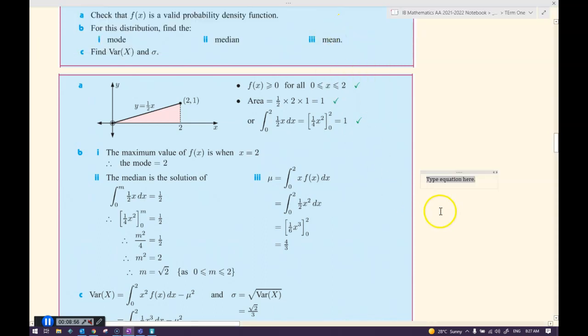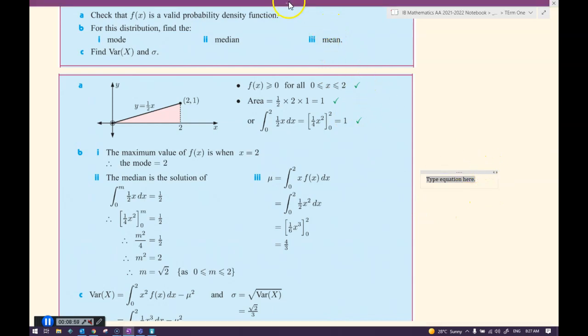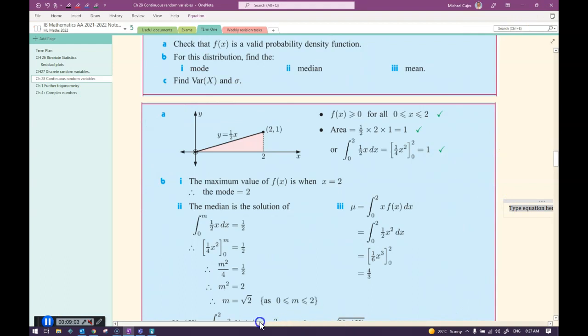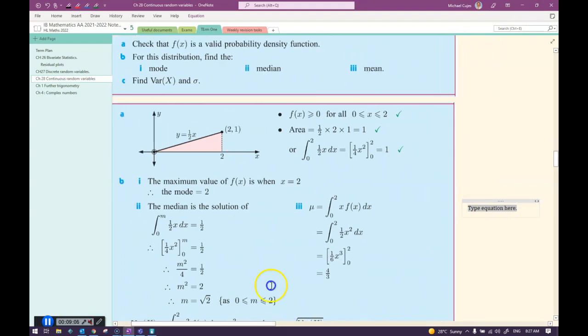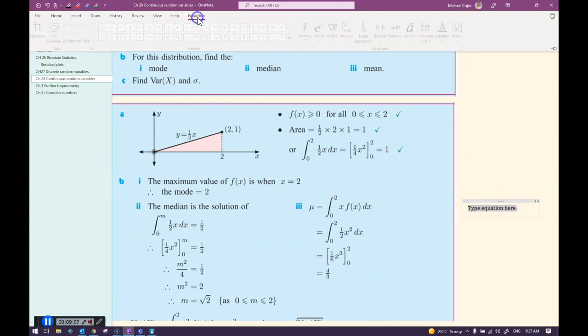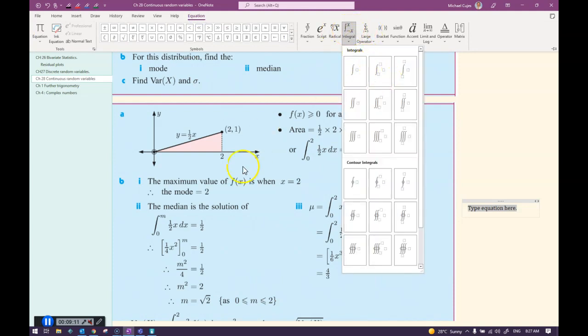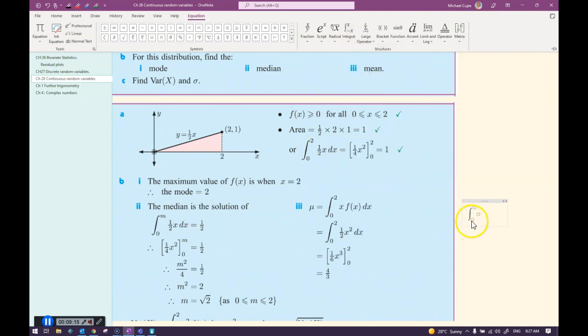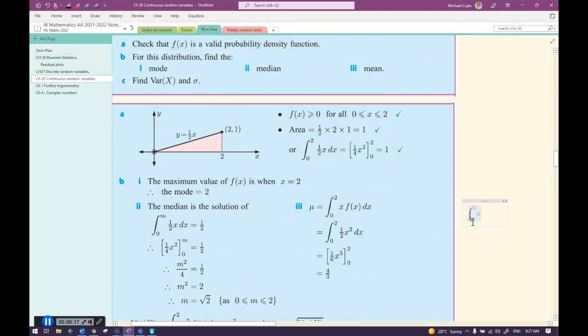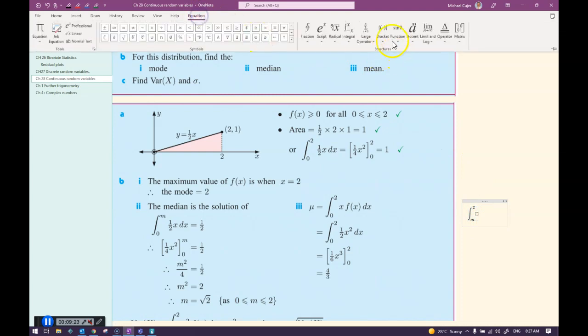So what are we going to do? Let me get that down a little bit, make our life easier. Instead of doing the integral from 0 to 1/2, I'm going to do from 0 to m equaling 1/2. I want to do the integral from m to 2 of 1/2 x dx.